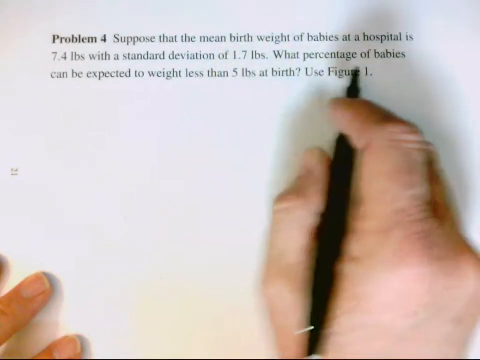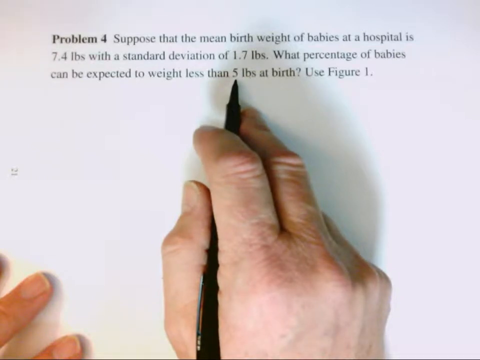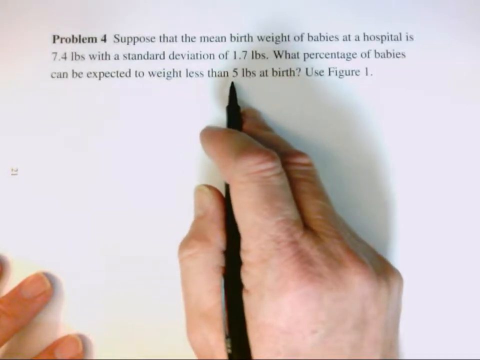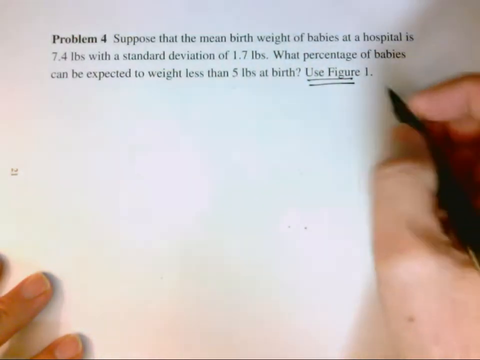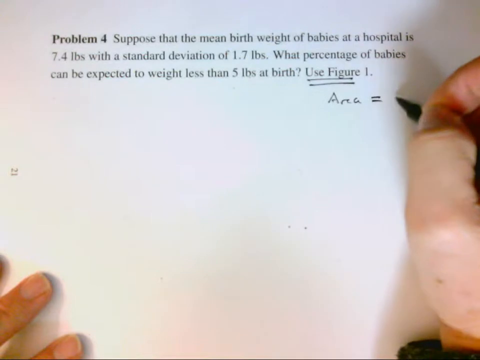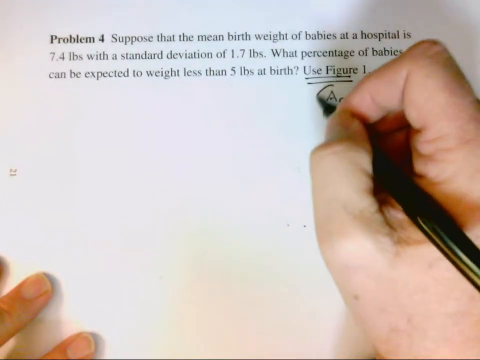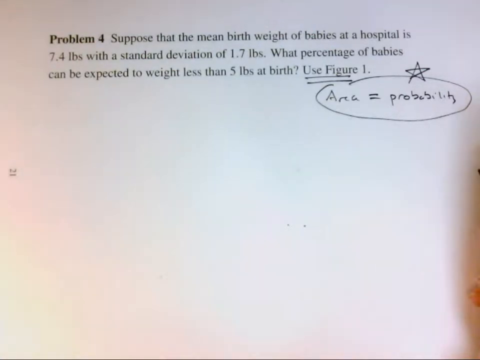So then you can ask yourself, well, what percentage of babies can we be expecting to have come in at less than 5 pounds? The reason this would concern you is because children which are born under 5 pounds tend to have very serious complications, and if you're a responsible hospital, you want to have some way of dealing with that. So we're once again going to use figure one, because area equals probability. That's a key idea in using the normal distribution. And the reason I have you using that figure is because I want to emphasize and overemphasize that idea.